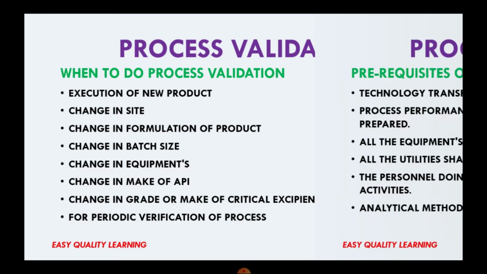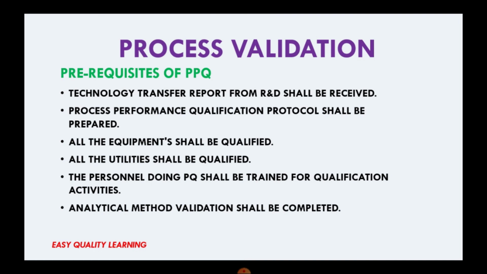Then next, the prerequisites of process performance qualification or process validation. Whenever you want to do process validation, what are the prerequisites? What do we need to do before doing the process validation? First, the technology transfer report from R&D shall be received. All the parameters as per TTD you need to verify; you need to check whether TTD is received and whether it is complete and adequate. The process performance qualification protocol shall be prepared based on the process and development given by your R&D team.